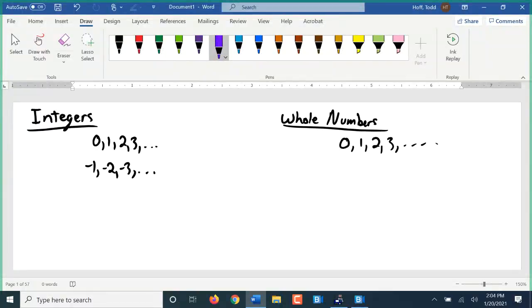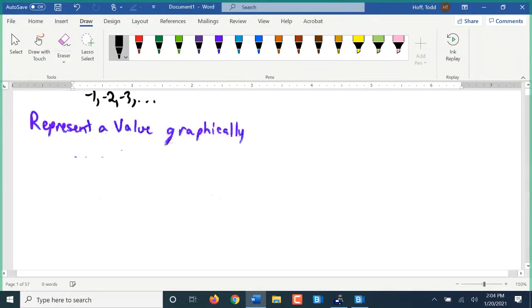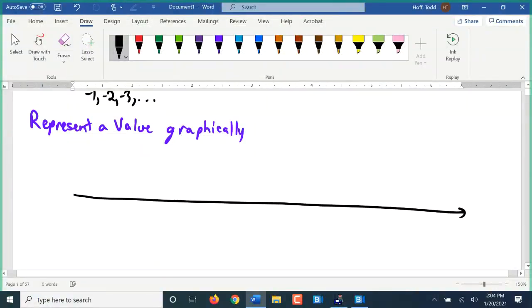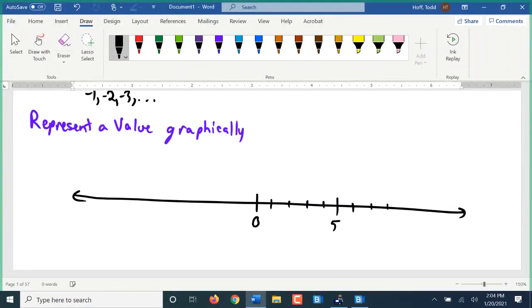With our integers, to calculate with our integers, the first step we need to do is figure out how to represent a number. Talk about how to represent a value graphically. We use the number line. And those lines are evenly spaced.